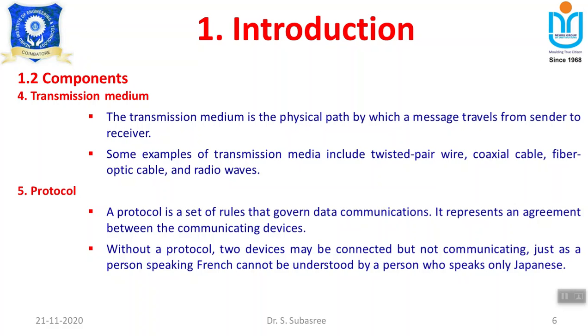For example, we need some interfaces, right? Suppose I know one language, but the destination person I am talking with does not know that language. Then I need some intermediate person to perform a translation. Like that, this protocol is helping the sender and receiver to communicate the information in a proper manner. So this is the second important aspect of computer networks, the components: message, that is nothing but data, sender, receiver, transmission medium and protocol.